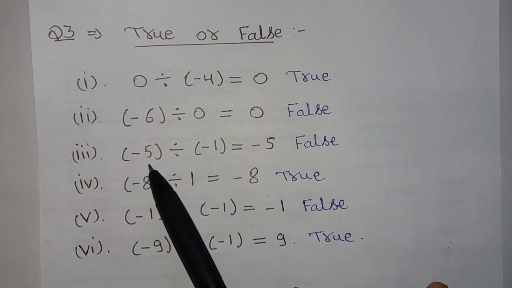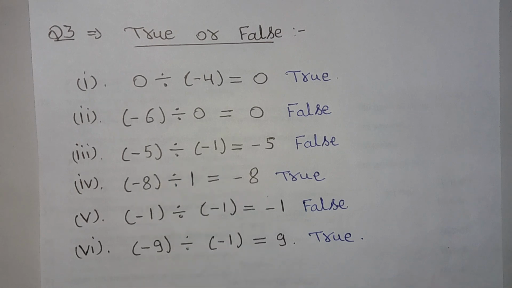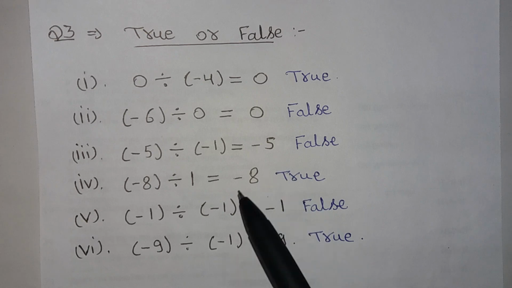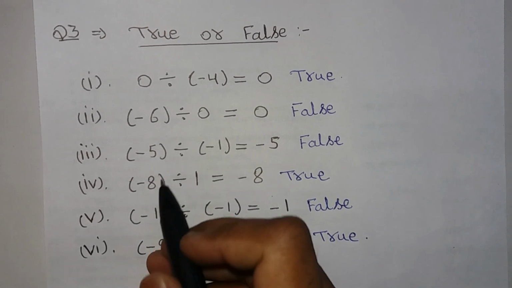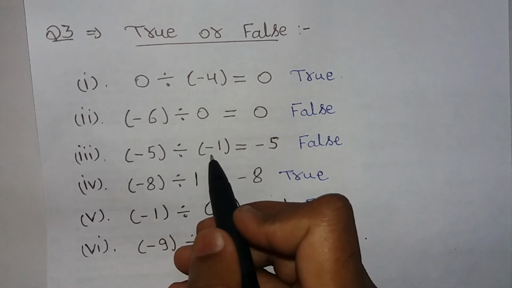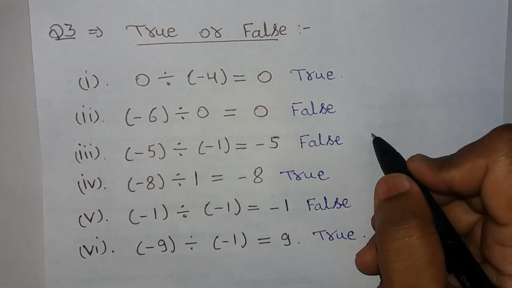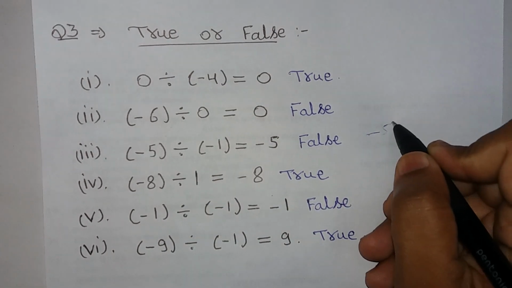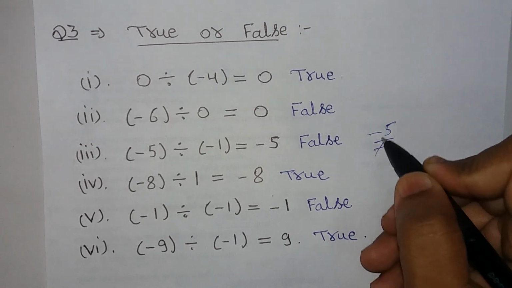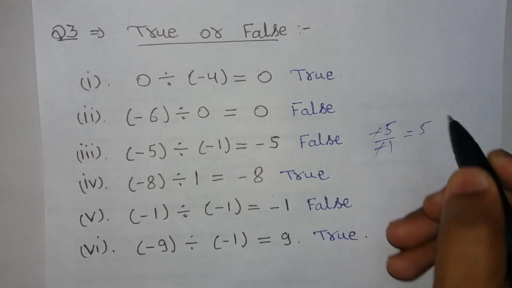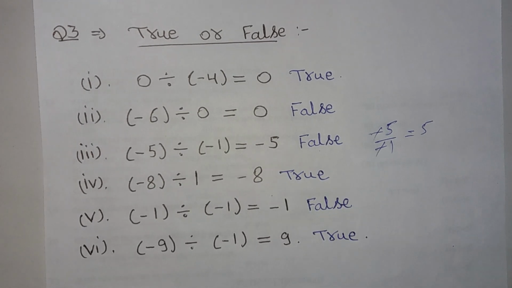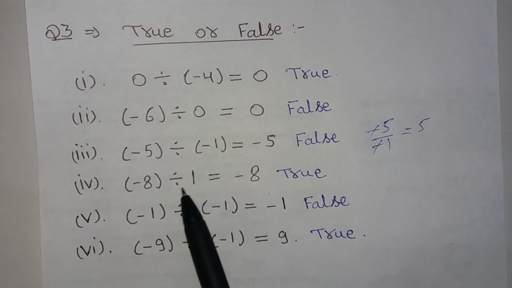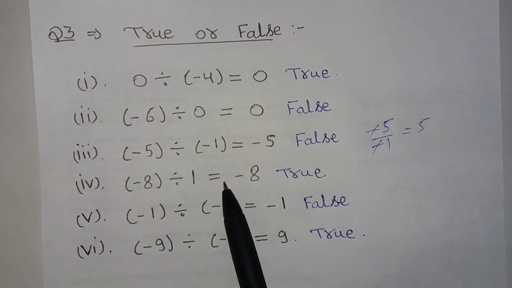Next part, minus 5 divided by minus 1 equals minus 5. It is also false. Why? Because when we divide minus 5 by minus 1, the minus sign will be cancelled, so the answer will be 5, but it is written here as minus 5, so it will be false. Now next, minus 8 divided by 1 equals 8.